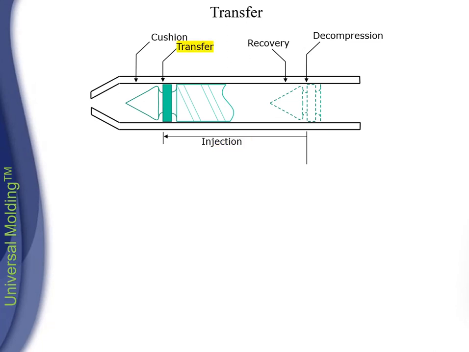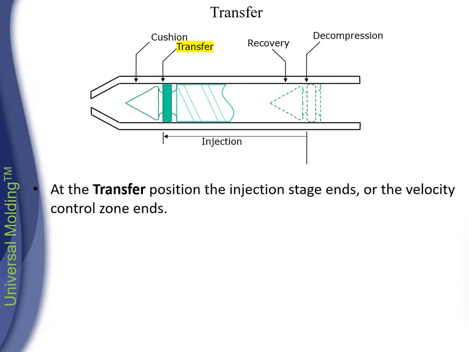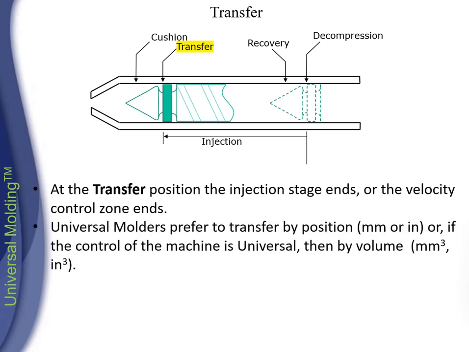Next is transfer. At the transfer position, the injection stage ends, or the velocity control zone ends. Universal molders prefer to transfer by position, or if the control of the machine is universal, then by volume.